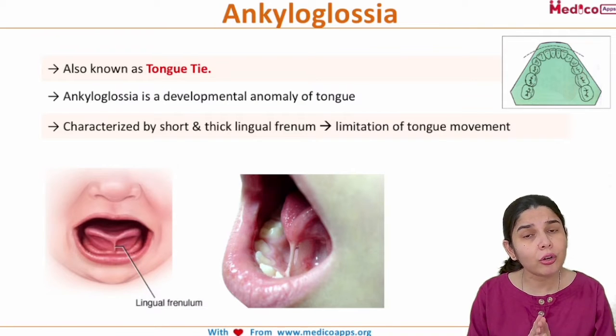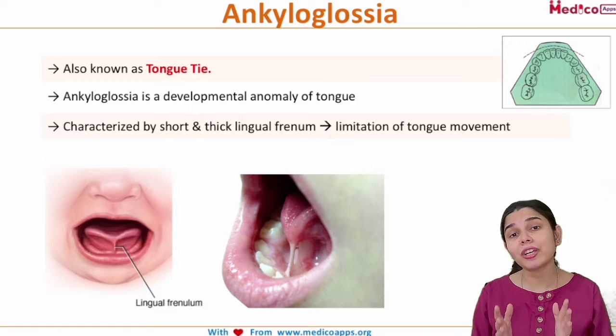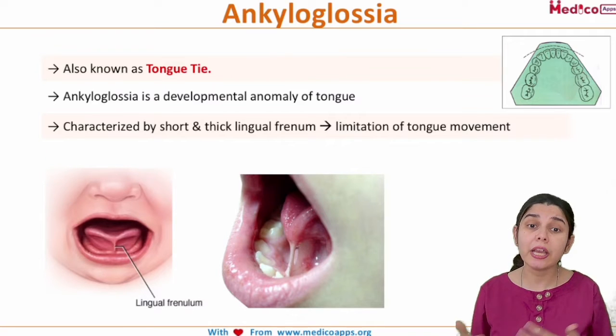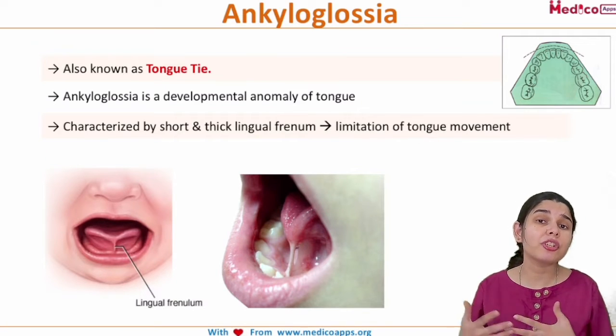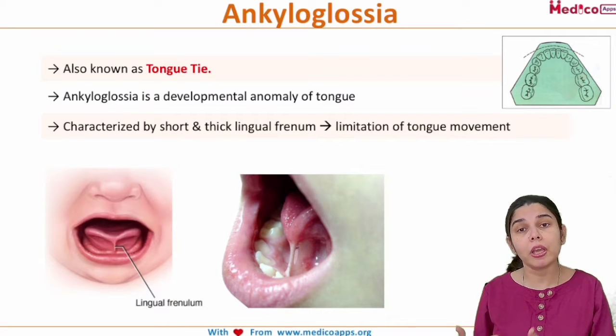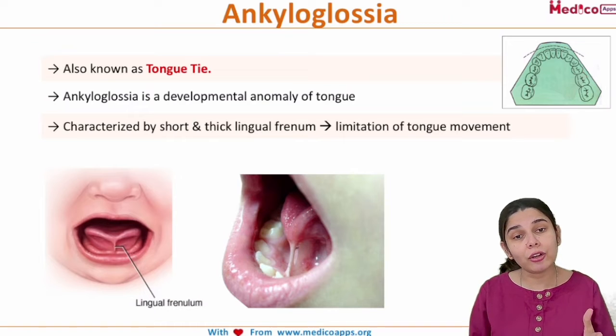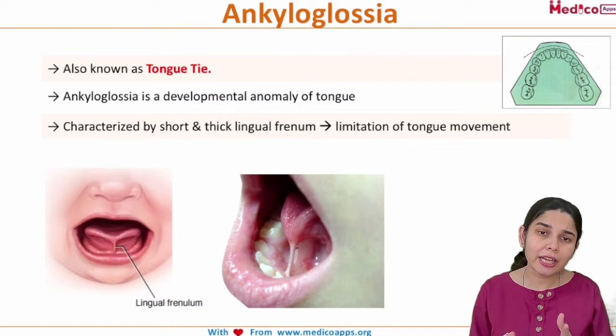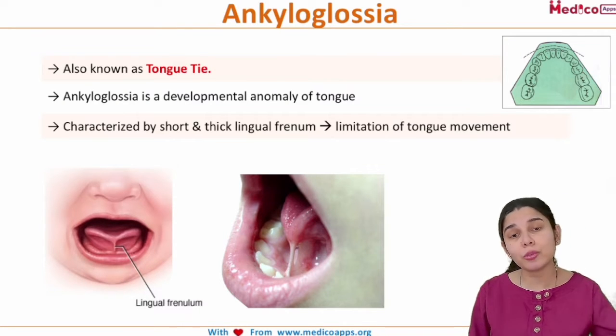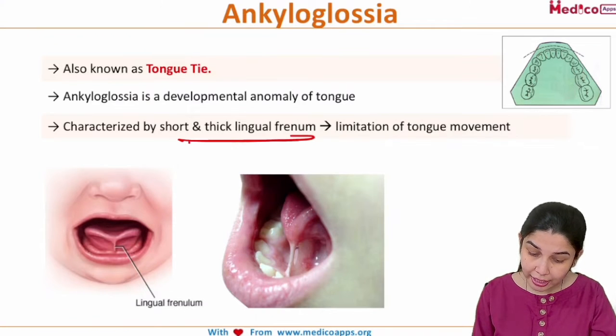So, ankyloglossia is basically a congenital anomaly of the tongue. That means it is a developmental anomaly which is present since the time of birth. Now, what exactly happens in this condition of ankyloglossia? In this condition, the patient presents with a short and thick lingual frenum.